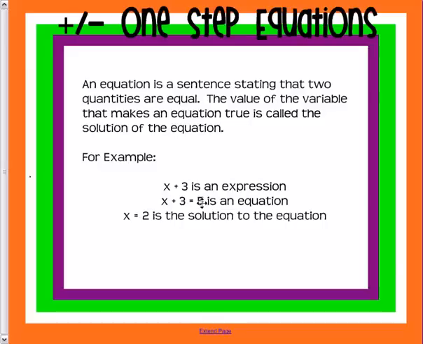An equation has an equal sign. So this is an example of an expression, while this is an example of an equation. The missing link is that equal sign right there.